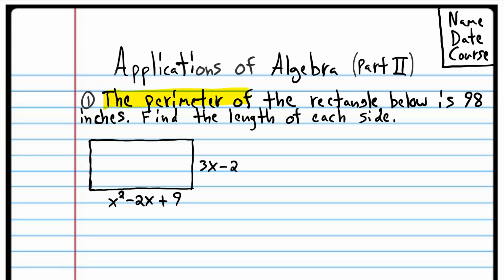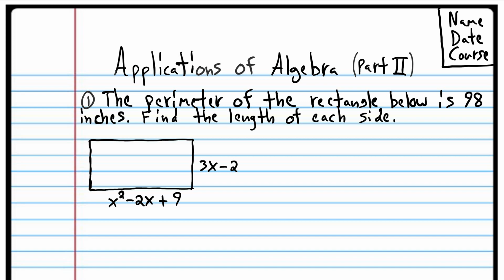The perimeter of the rectangle below is 98 inches. Find the length of each side. Now, you learned perimeter in my arithmetic course, or you should have learned it by now. Perimeter is one of those things that you're not allowed to forget in the math curriculum. If you forget what perimeter means, that's like forgetting how to tie your shoelaces, or forgetting how to put your clothes on, or forgetting how to eat, or forgetting how to walk. Those are just things that you're not allowed to forget. In the math curriculum, you're not allowed to forget what perimeter is.